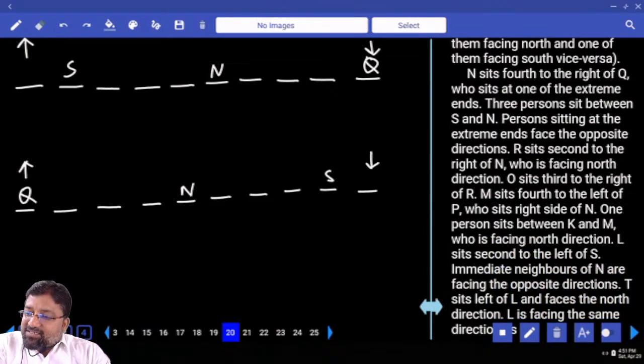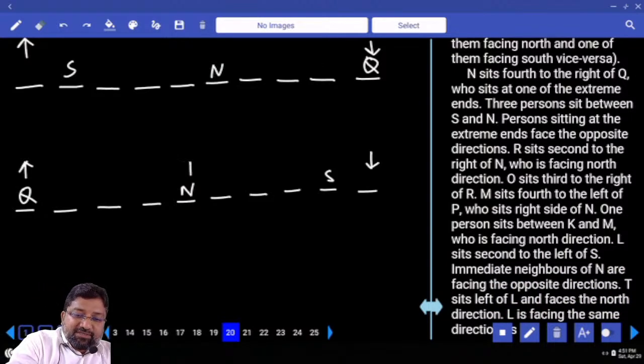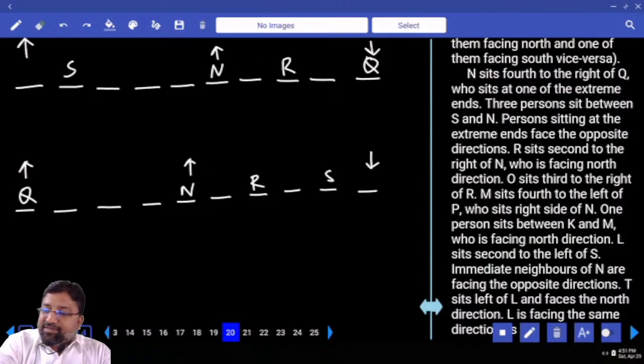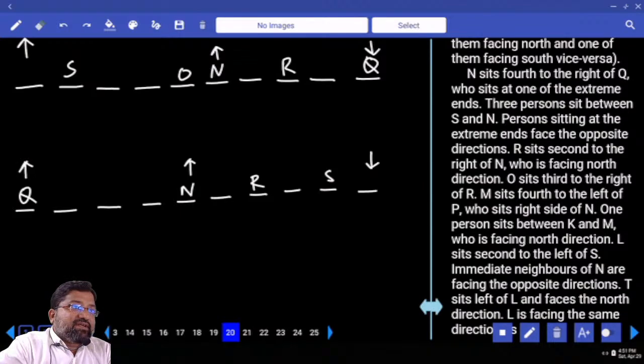Next, R sits second to the right of N, N who is facing the north direction. Next, O sits third to the right of R, and in the first case there is only one possibility. O sits third to the right of R, and R should be facing south.